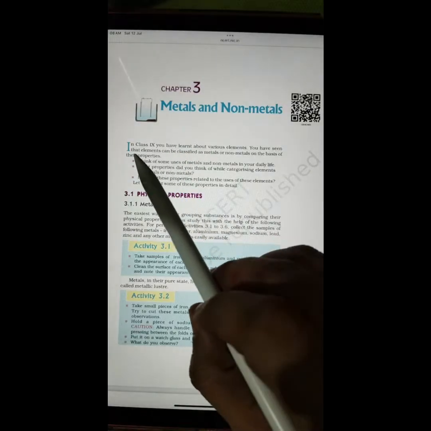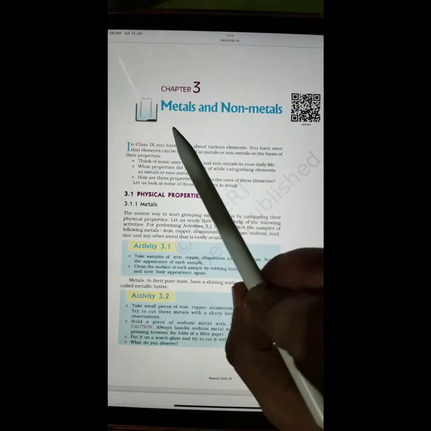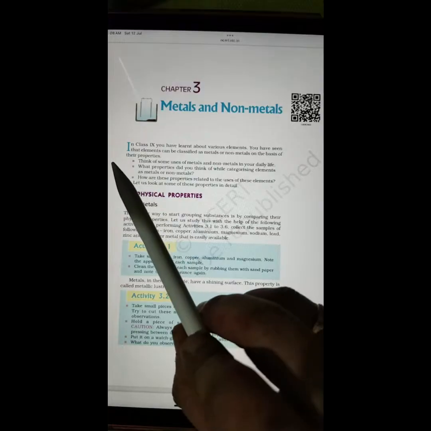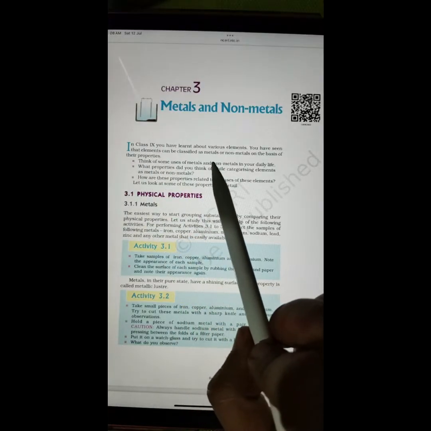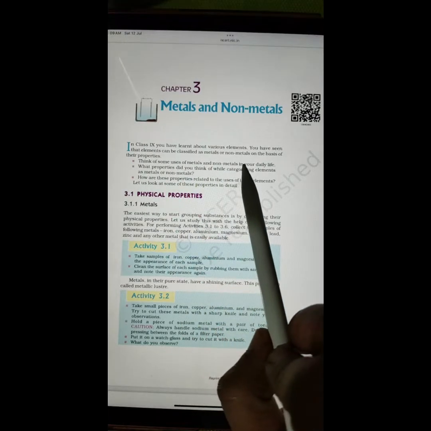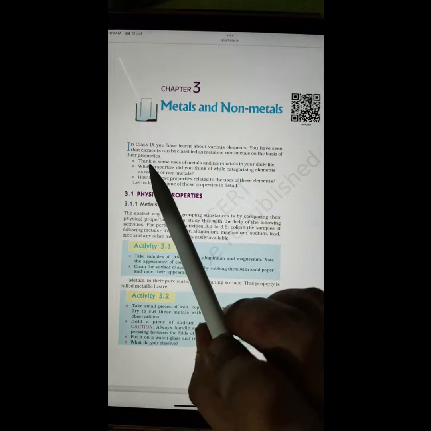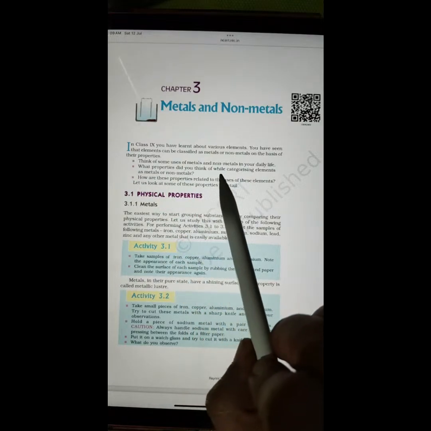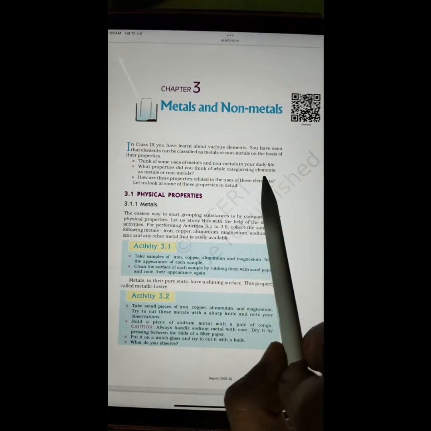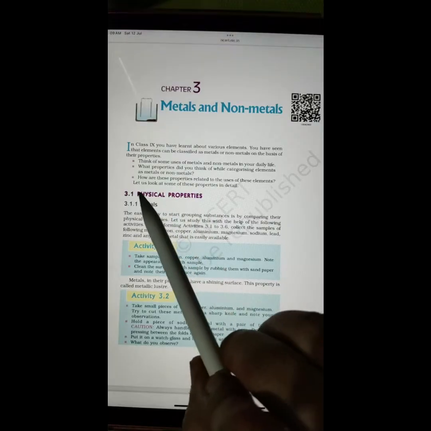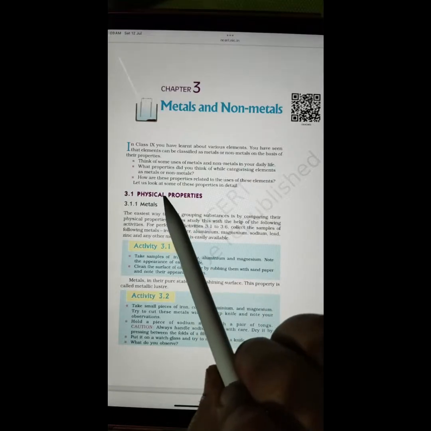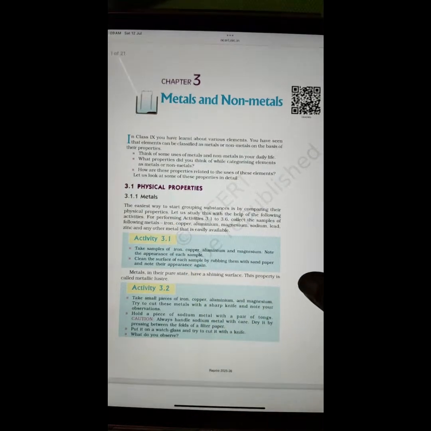Let's get started. Chapter 3, Metals and Non-Metals, Class 10 Science NCERT. In Class 9, you have learned about various elements. You have seen that elements can be classified as metals or non-metals on the basis of their properties. Think of some uses of metals and non-metals in your daily life. What properties did you think of while categorizing elements as metals or non-metals? How are these properties related to the uses of these elements? Let us look at some of these properties in detail.